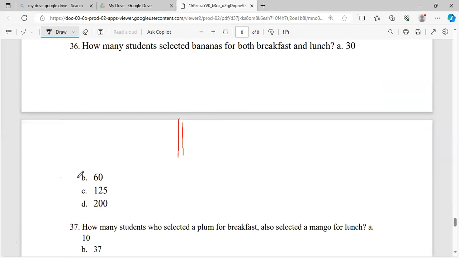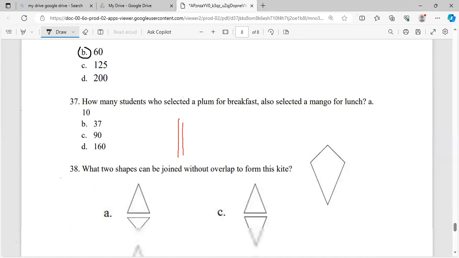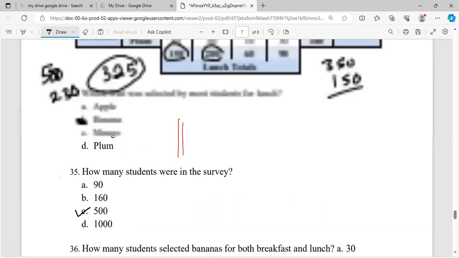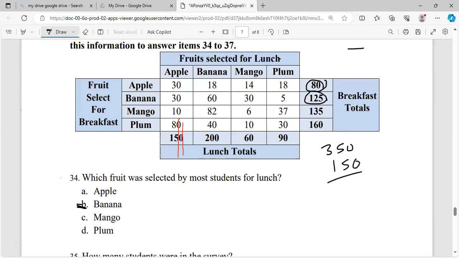Alright, so this one would be 60. And you see, guys, 325 wasn't even an option. They didn't give it as an option. So you guys have probably figured it out because it wasn't an option. This one says, how many students who selected plum for breakfast also selected mango? So let me go back. Plum for breakfast, mango for lunch. How many?